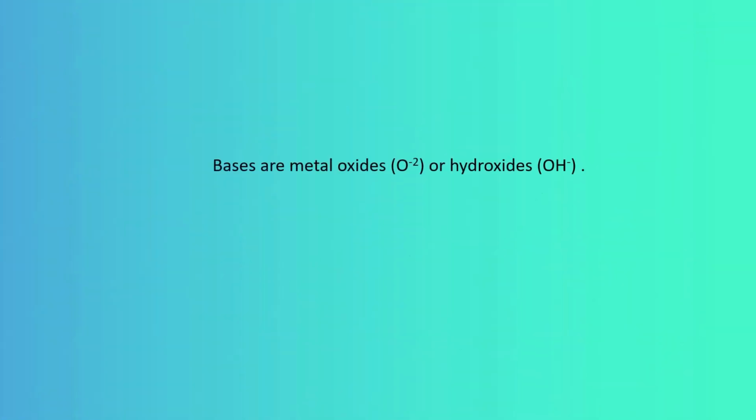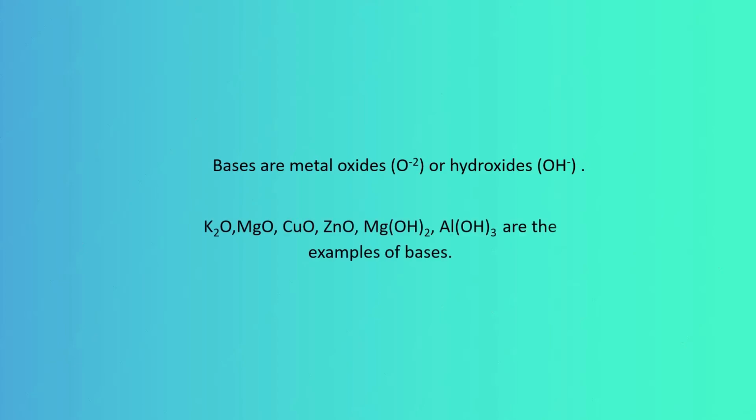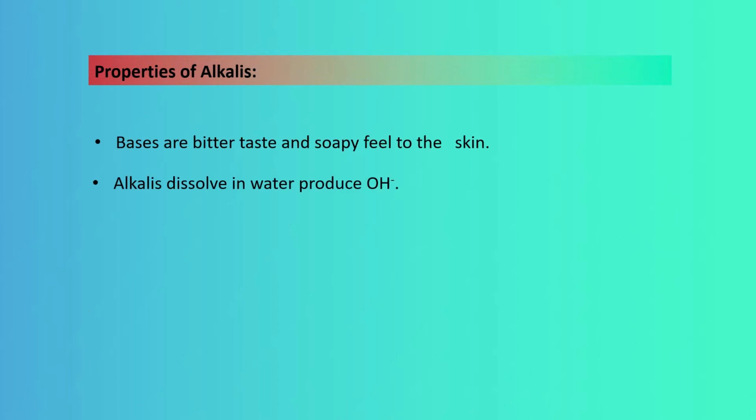Bases are metal oxides or hydroxides. Potassium oxide, magnesium oxide, copper oxide, zinc oxide, magnesium hydroxide, aluminum hydroxide, etc. are examples of bases. Properties of bases: bases have a bitter taste and a soapy feel to the skin. An alkali dissolves in water and produces OH- ions.